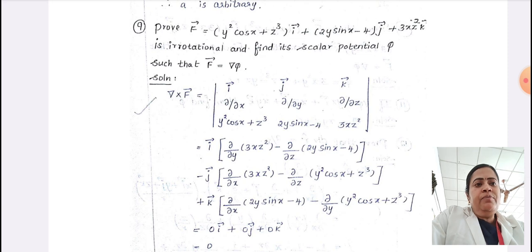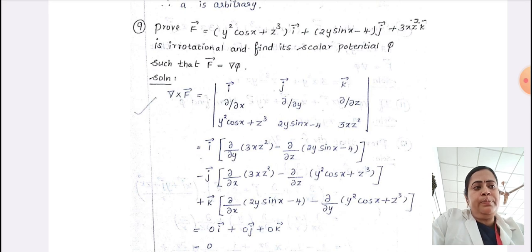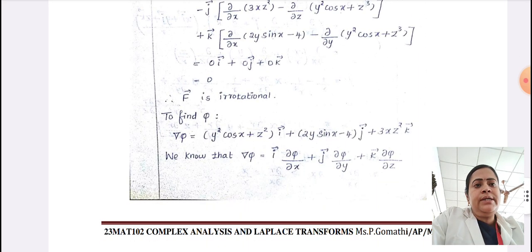The next problem, which is a very important problem: prove that f vector equal to (y squared cos x plus z cubed) i vector plus (2y sin x minus 4) j vector plus 3xz squared k vector is irrotational and find its scalar potential phi. For proving irrotational, you can easily prove that del cross f equals 0. I think there is no need to explain this. Let me move on to the scalar potential.